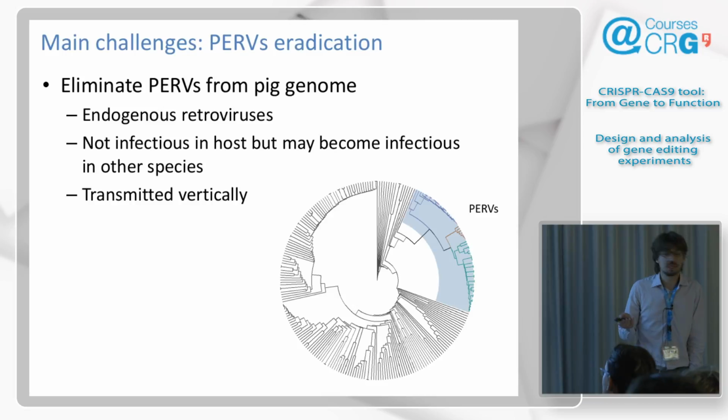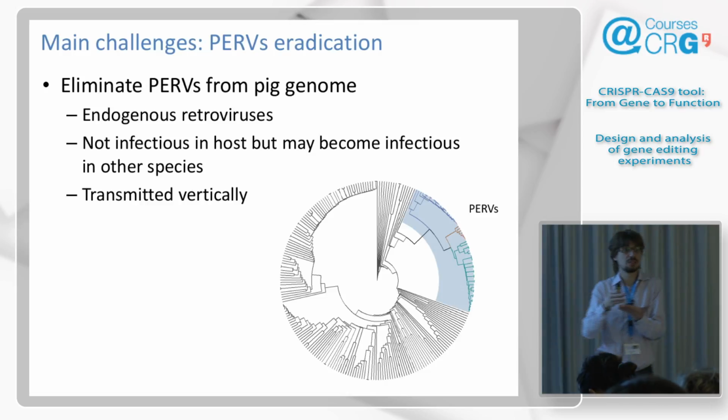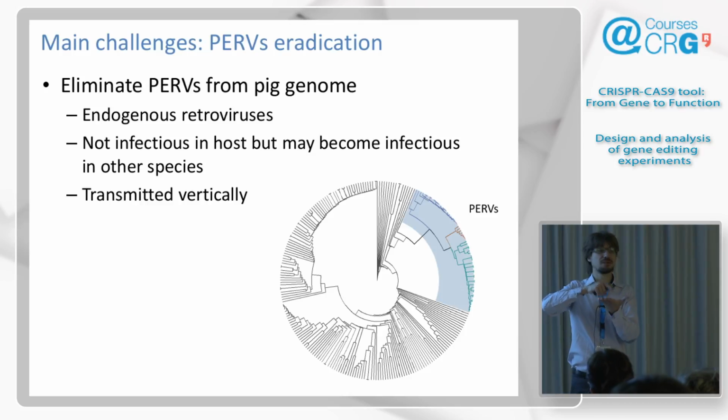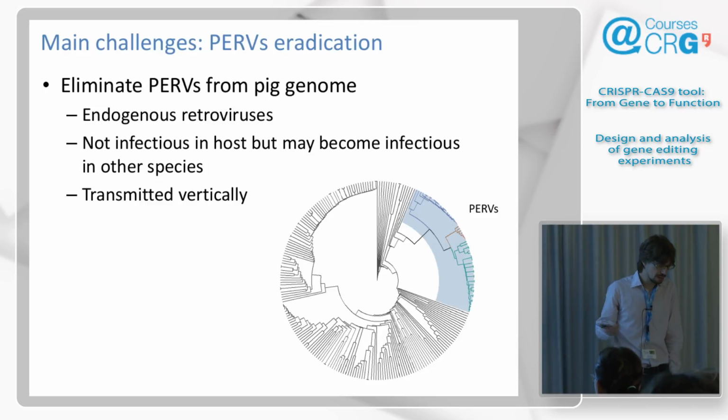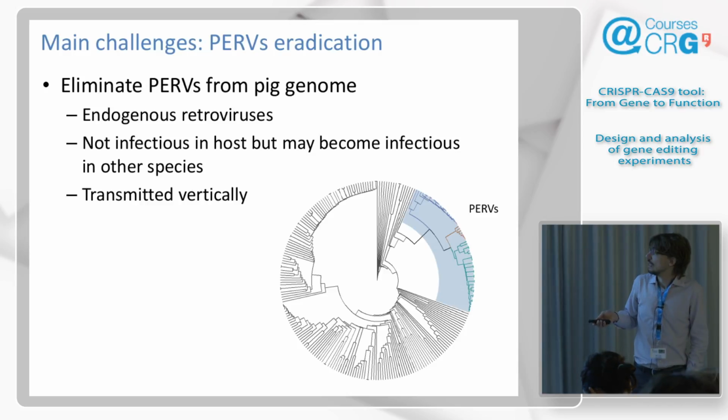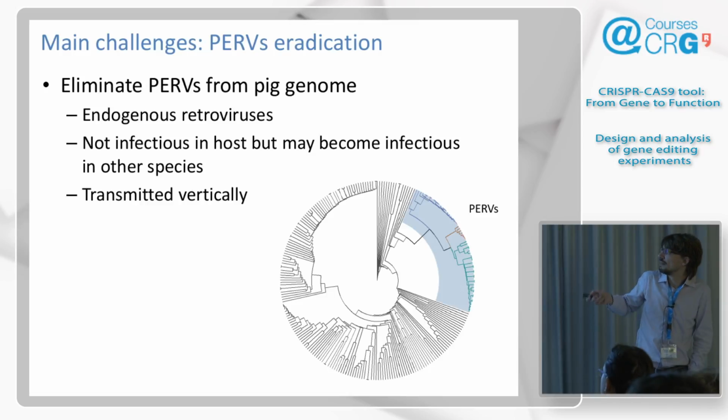So what are these viruses? They are called porcine endogenous retroviruses. Being endogenous retroviruses means that they are vertically transferred. They are encoded in the genome, meaning that no matter how clean you breed your pigs, they will always be there, because they are transmitted vertically through the genome. Actually, they are some of the most active retro elements in the genome.